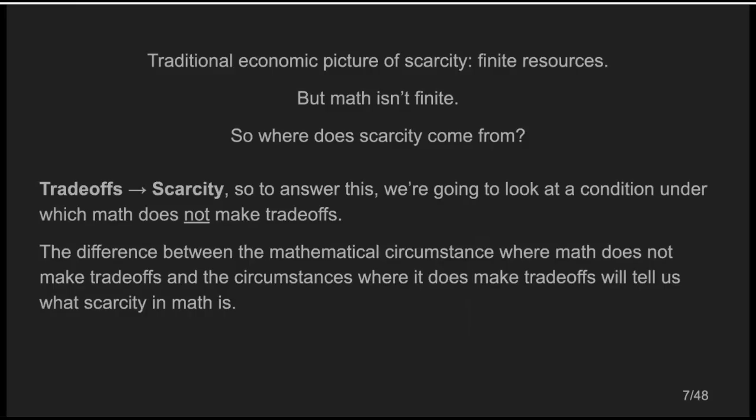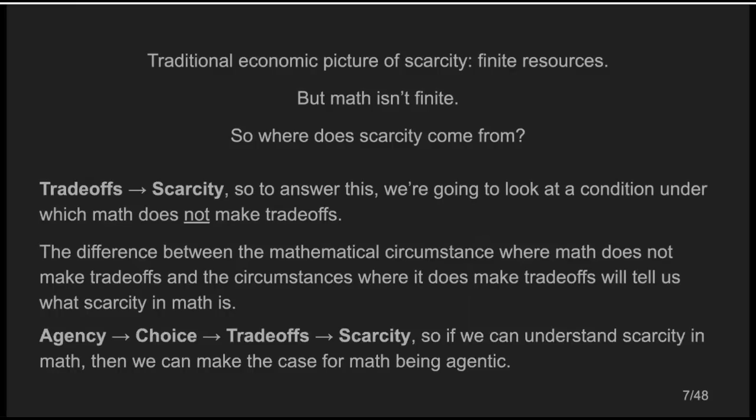So to solve this little riddle, what we're going to do is look at a situation in math where math does not make trade-offs. We're going to see the difference: what's going on when math doesn't make trade-offs versus when math does make trade-offs, and that's going to tell us what scarcity is. And then that'll let us make the case for math being agentic, because we'll see that math has scarcity and therefore meets the necessary conditions for agency.